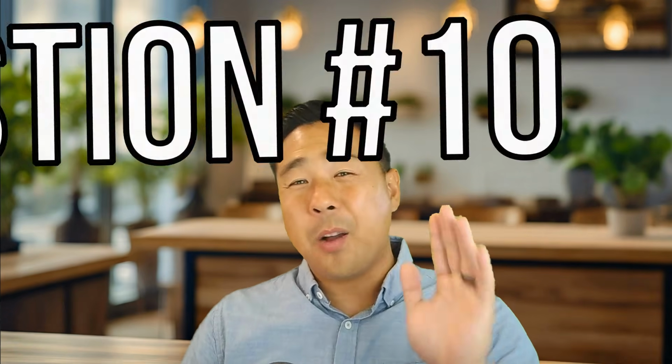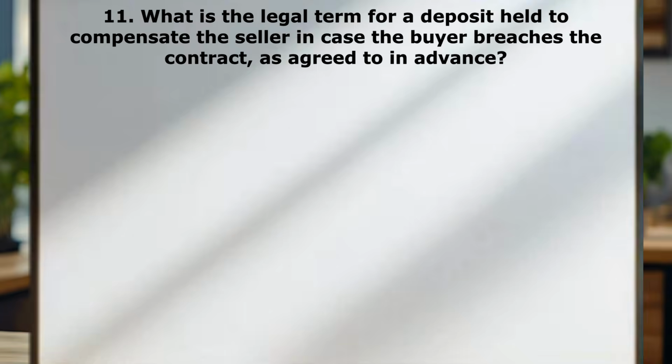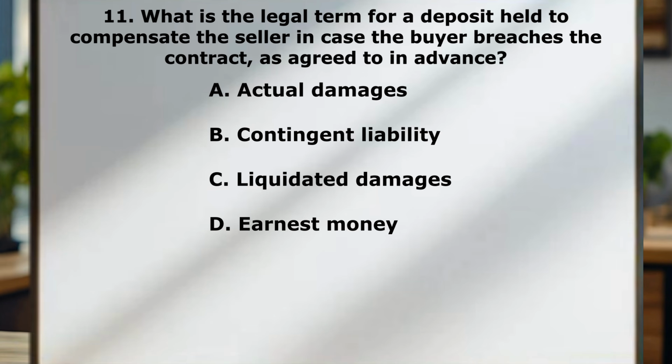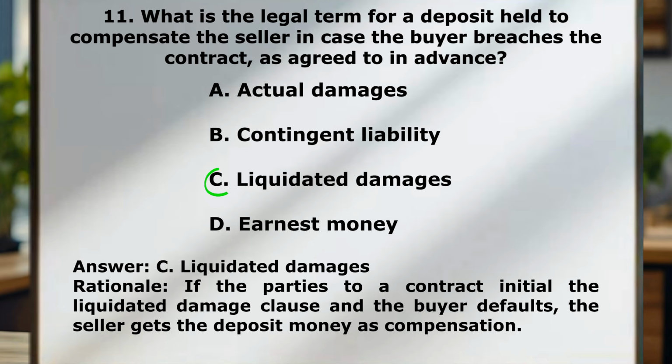Okay, since you stayed till the end, I'm going to reward you. Question number 11, a bonus question. I hope you get this one on your exam and you get it right. What is the legal term for a deposit held to compensate the seller in case the buyer breaches the contract, as agreed to in advance? A, actual damages. B, contingent liability. C, liquidated damages. And D, earnest money. Correct answer here is C, liquidated damages.